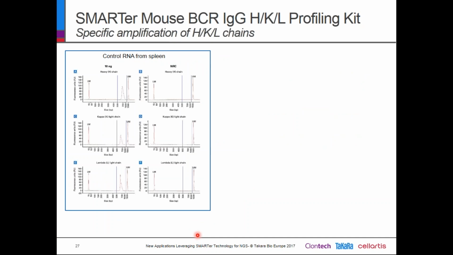So let's see how it looks when we obtain the libraries. Here, if we analyze control RNA from spleen, we expect a good representation of the kappa and the lambda chains, because you will have a mix of both. This is what we can see here: a nice peak for the heavy chain, and also one for kappa and another for lambda. Here we are showing the non-template control, and as expected there is no amplification. So these peaks are quite specific.